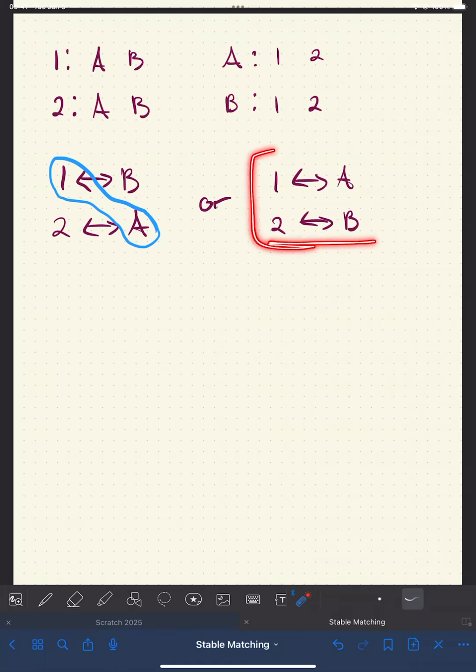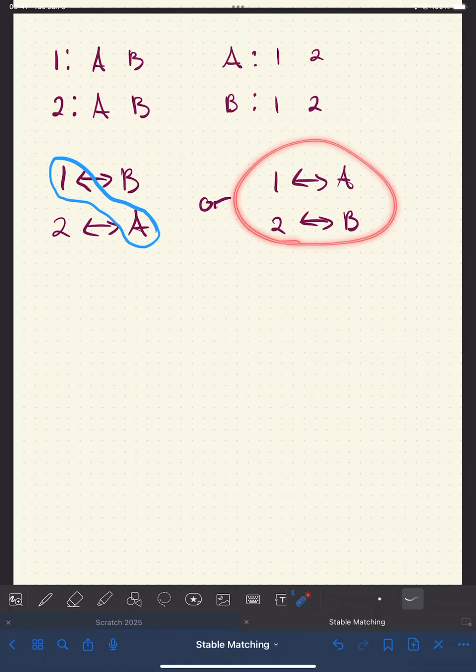Whereas here, even though not everyone's happy, 2 would rather go with A, but A would say, no, I actually prefer 1. A is with its top choice. So even though 2 would want to move, A wouldn't. So 2 would try to leave and have nowhere to go. And the same thing with B. If B tried to leave and go to 1, its top choice, it could try, but 1 says, actually, no, I'm happy where I'm at. A is my top choice. So this is stable in some sense. Even though 2 and B aren't particularly happy with each other, they have nowhere else to go.